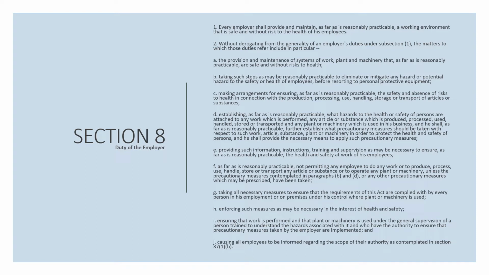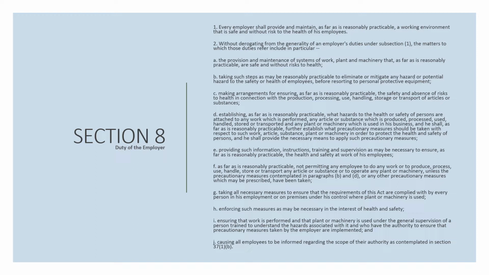Then section 8.2d starts with establishing. So we need to now find out, again, as far as is reasonable, what hazards to the health or safety of persons are attached to any work which is performed, any article, any substance which is produced, processed, used, handled, stored, or transported, and any plant or machinery which is used in your business. And you shall or must, again, as far as reasonably practical, further establish what precautionary measures should be taken with respect to such work. Again, not just the work, but any articles, substances, plants, machinery, in order to protect the health and safety of persons.